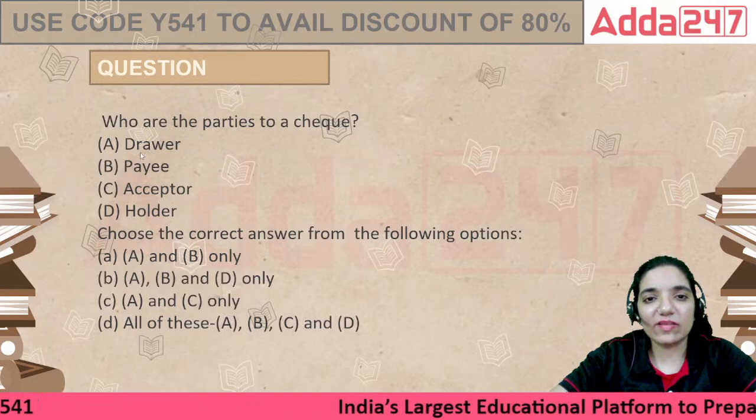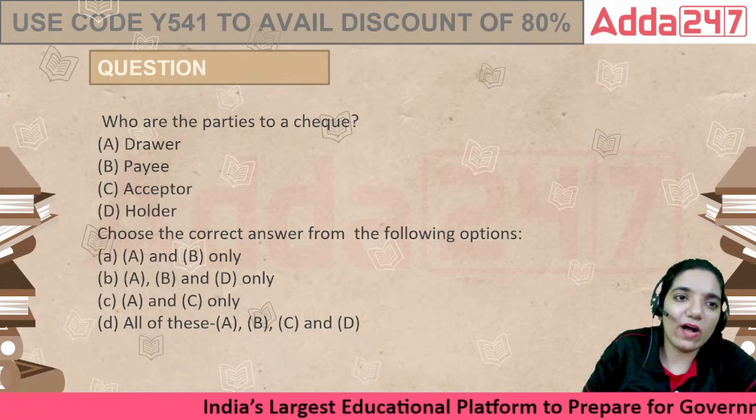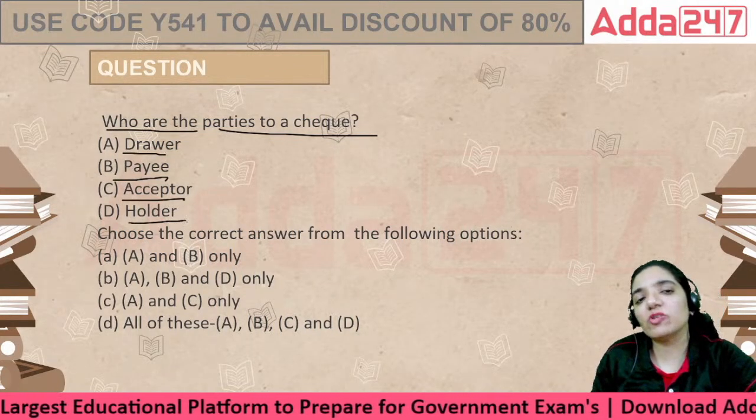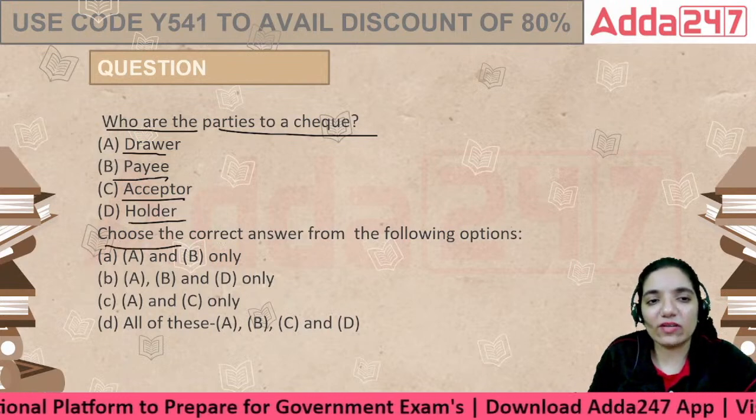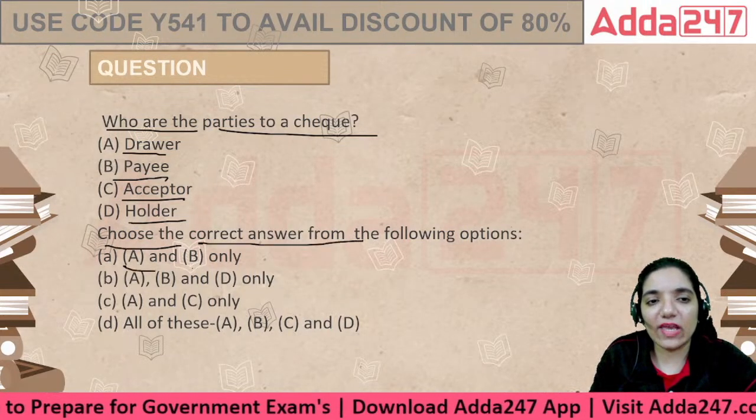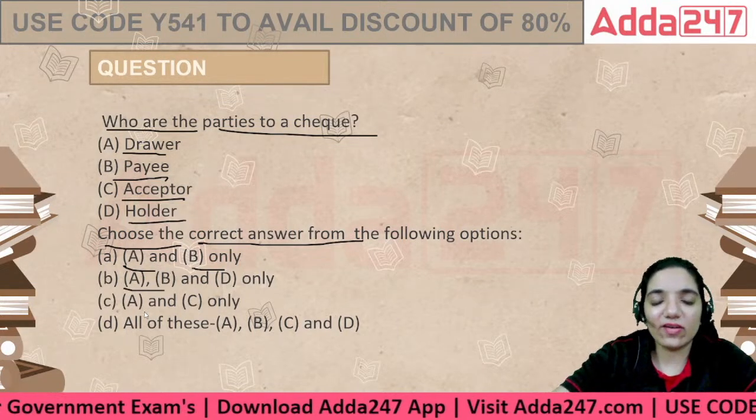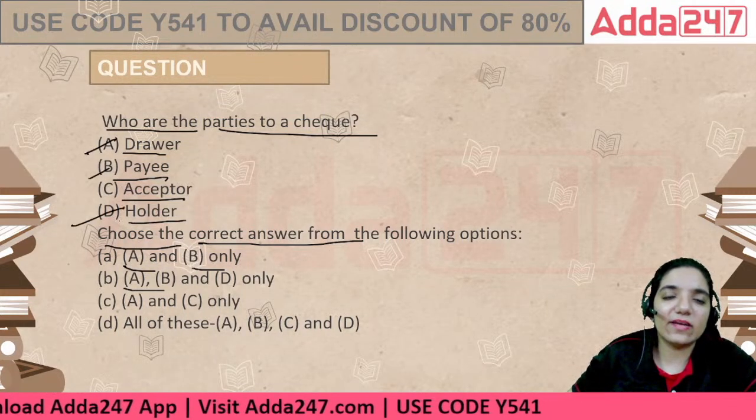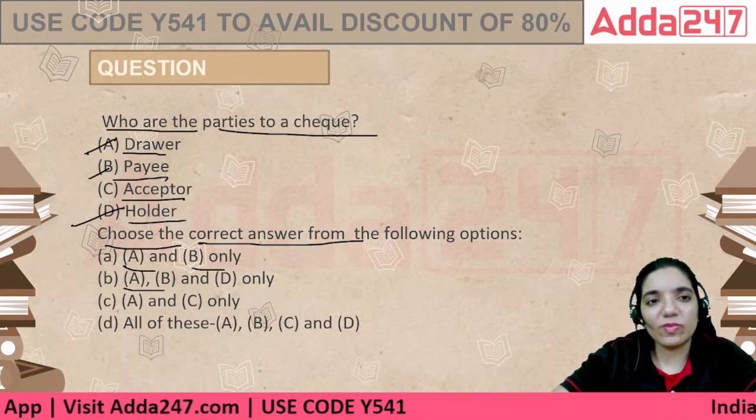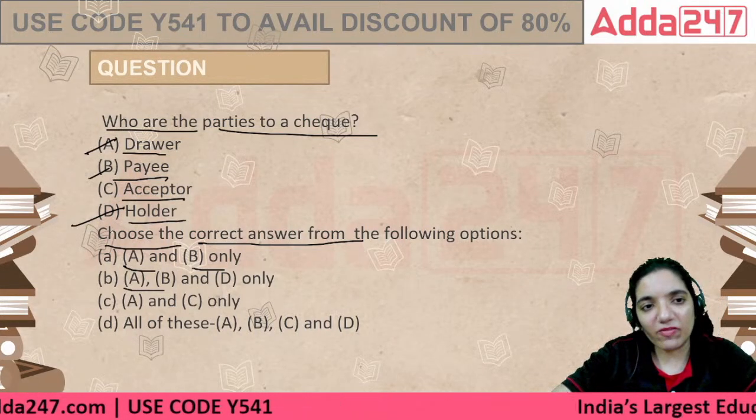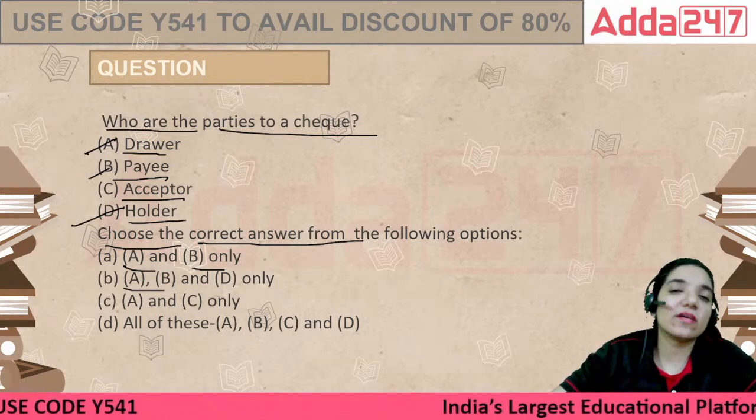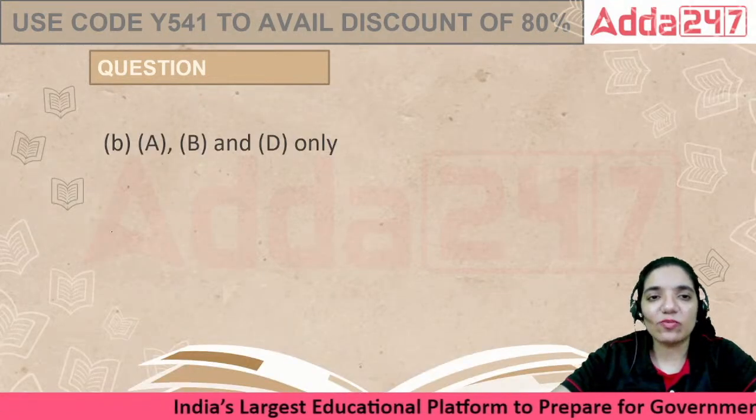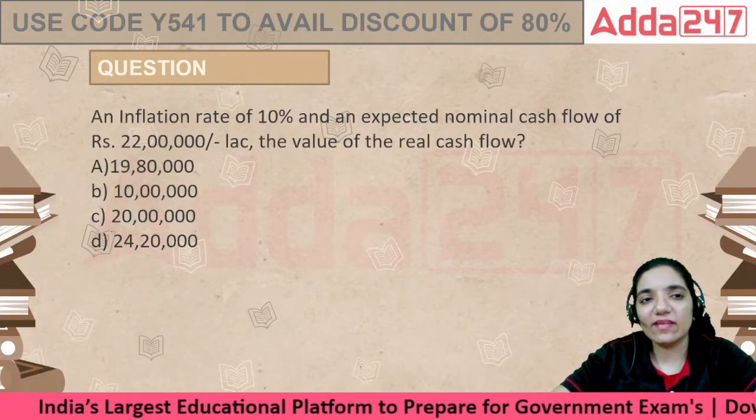Okay, this question is regarding bills of exchange, everyone. The question says, who are the parties to a check? Drawer, payee, acceptor, or holder. A negotiable instrument there. Choose the correct answer from the following: A and B, A, B and D, A and C, or all of these. It would be A, B, and D. Right, the correct answer would be B. The drawer, and if it is given to someone and it's a bearer check, then the holder can be one, and the one on whose name is written, that is the payee. That would be A, B, and D.